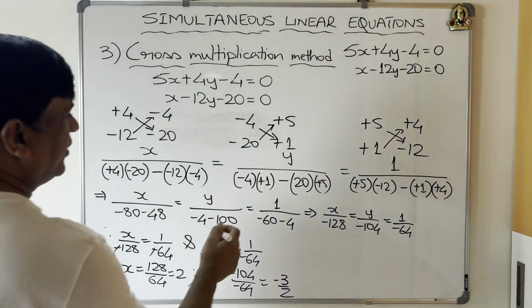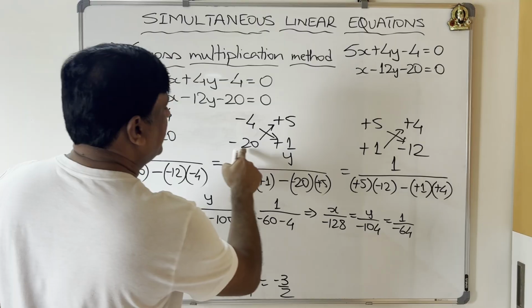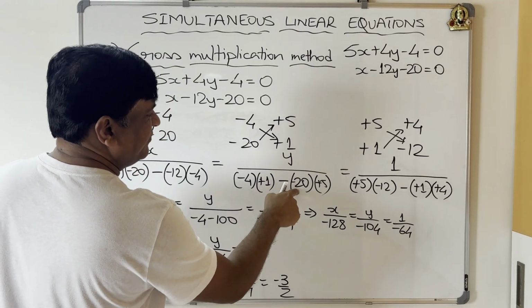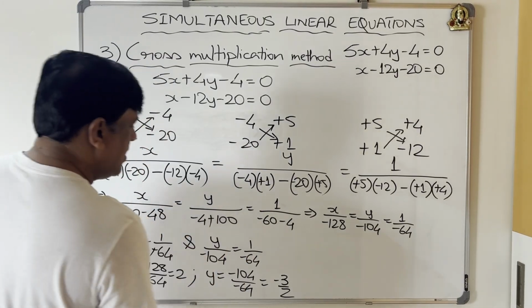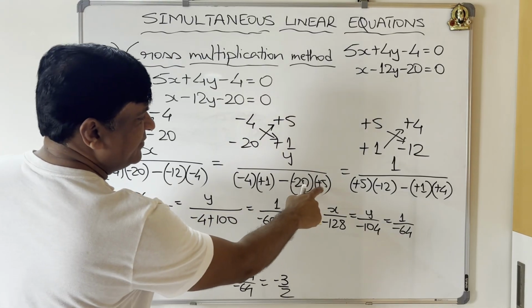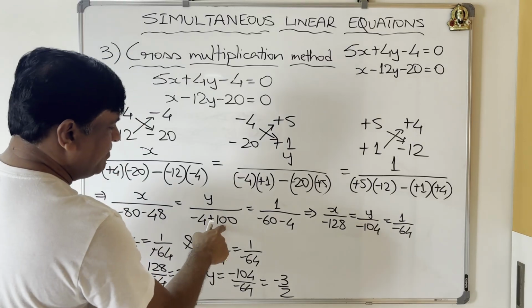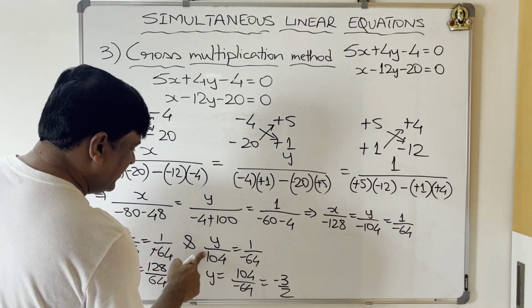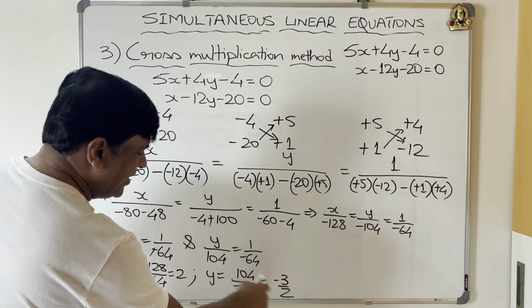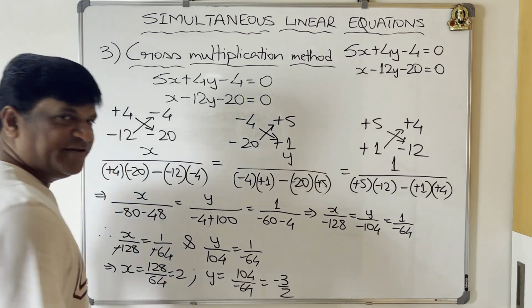Yeah, I could figure it out. We made a mistake over here. If you look at it, it is minus 20 times plus 5. So this will become minus 100, because minus into plus will give you minus. Minus 100 minus into minus will become plus. So this becomes positive 104. So ultimately you get a value of 2 and minus 3.